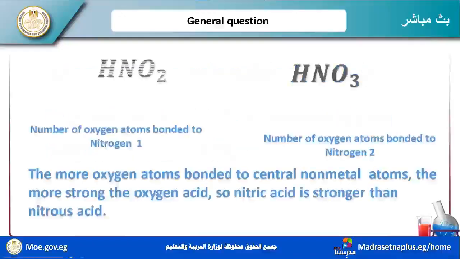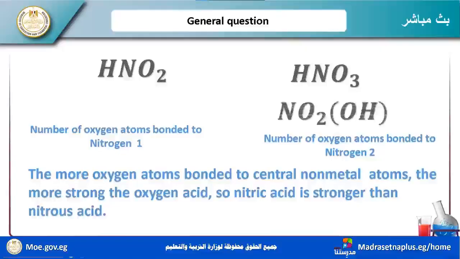Now we have HNO3 and HNO2 to compare between them. In HNO3, the number of oxygen atoms bonded to nitrogen is 2, but here the number of oxygen atoms bonded to nitrogen is 1. Okay, the oxidation number of the central nonmetal atom here is +5. So nitric acid is stronger than nitrous acid because the number of oxygen atoms attached is greater in HNO3.